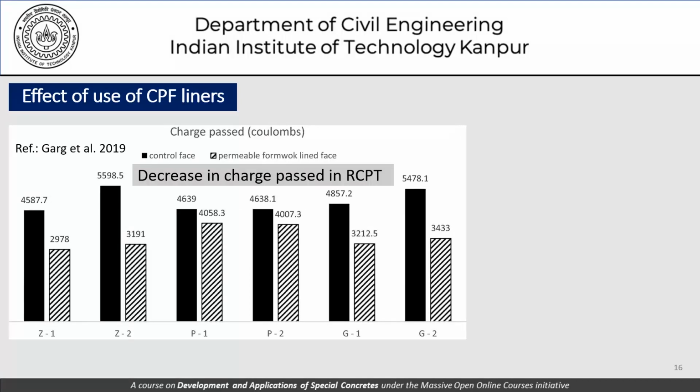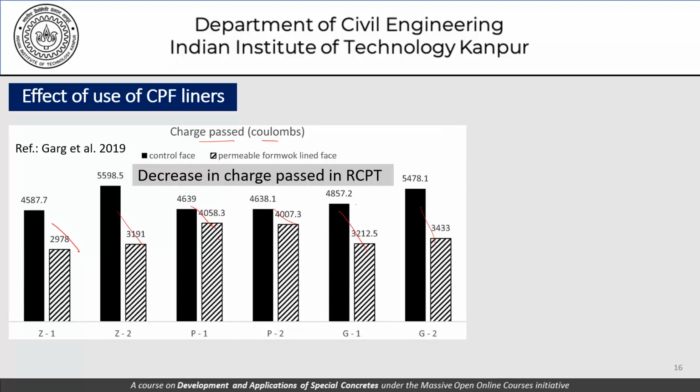Yet another test we carried out was the RCPT, or the rapid chloride permeability test, where the effectiveness is measured in terms of charge passed, in terms of coulombs, and we found that again the values are lower than the corresponding concretes cast without the CPF liner. Whether this is more effective than this and so on, that's a matter of discussion. Of course, some of these results are quite obvious. So I'm not getting into those results because that's not the intent that we are talking about.